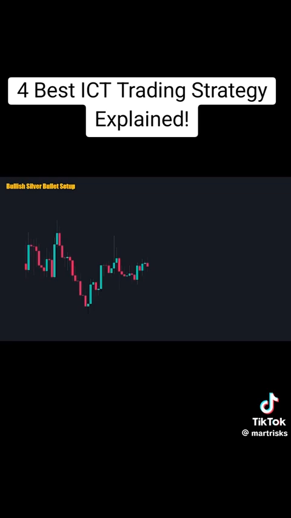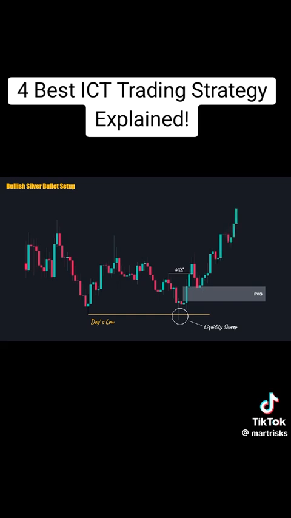First, we look for the price to break below the day's low, taking out liquidity. Then, we wait for a market structure shift to the upside, signaling a potential reversal. Once this happens, we identify the best areas to enter a long trade, which are the fair value gaps.